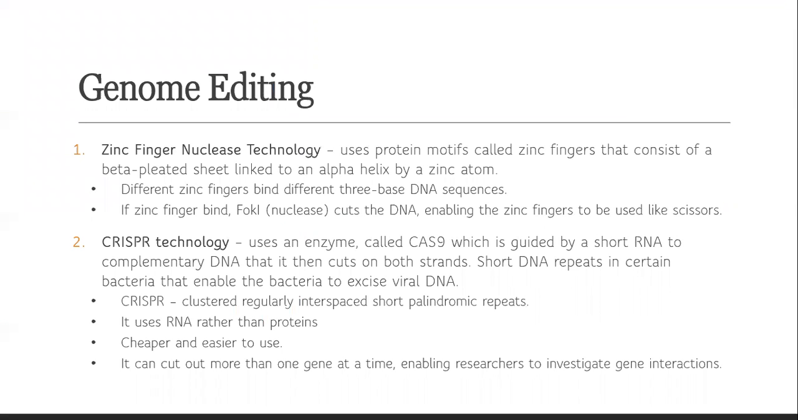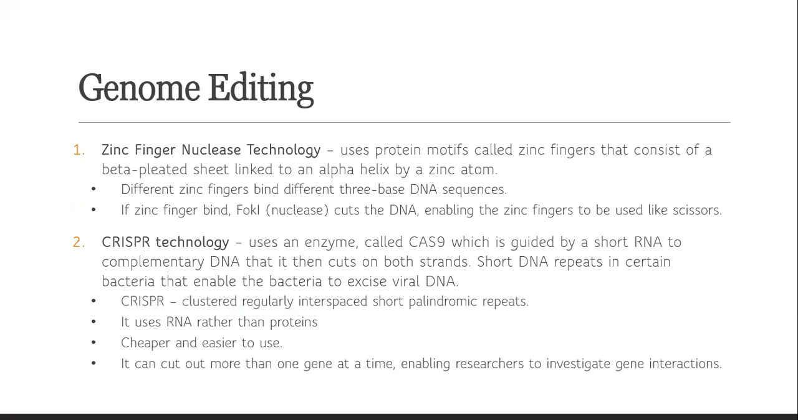So there are two types of genome editing. The zinc finger nuclease technology uses protein motifs called zinc fingers that consist of a beta pleated sheet linked to an alpha helix by a zinc atom. Different zinc fingers bind different three-base DNA sequences. Then we also have the CRISPR technology that uses an enzyme called Cas9, which is guided by a short RNA to the complementary DNA that it then cuts on both strands.